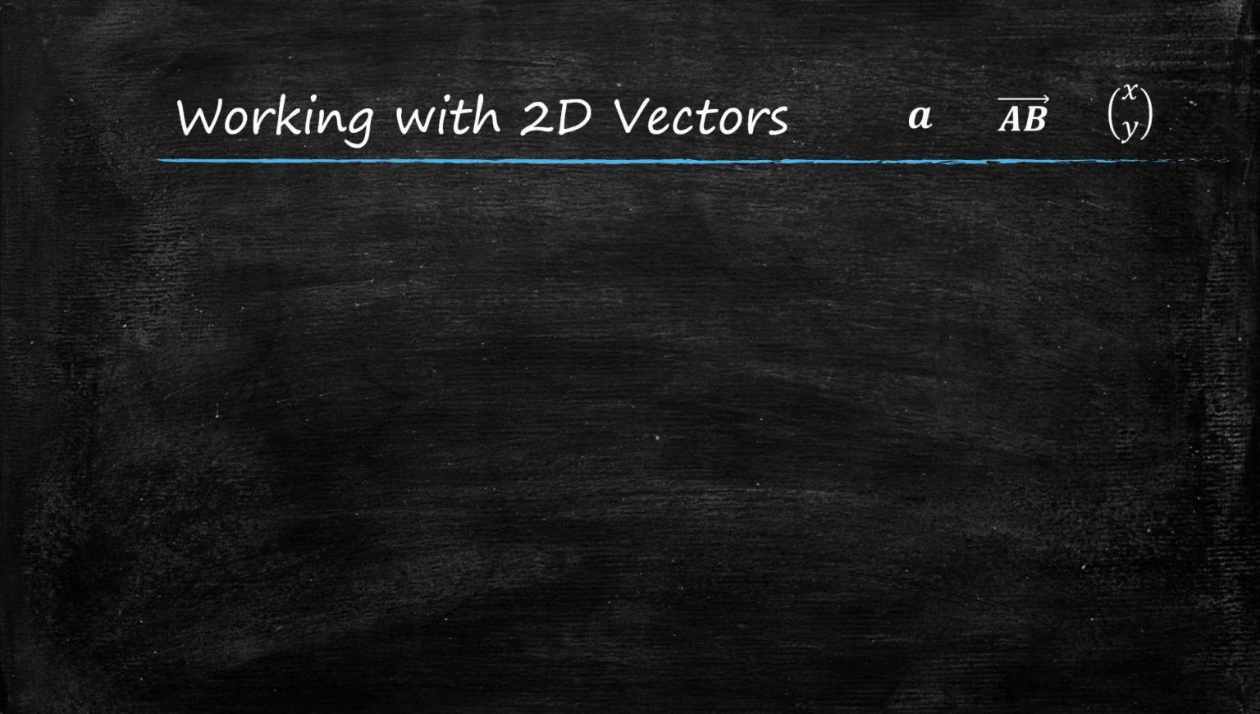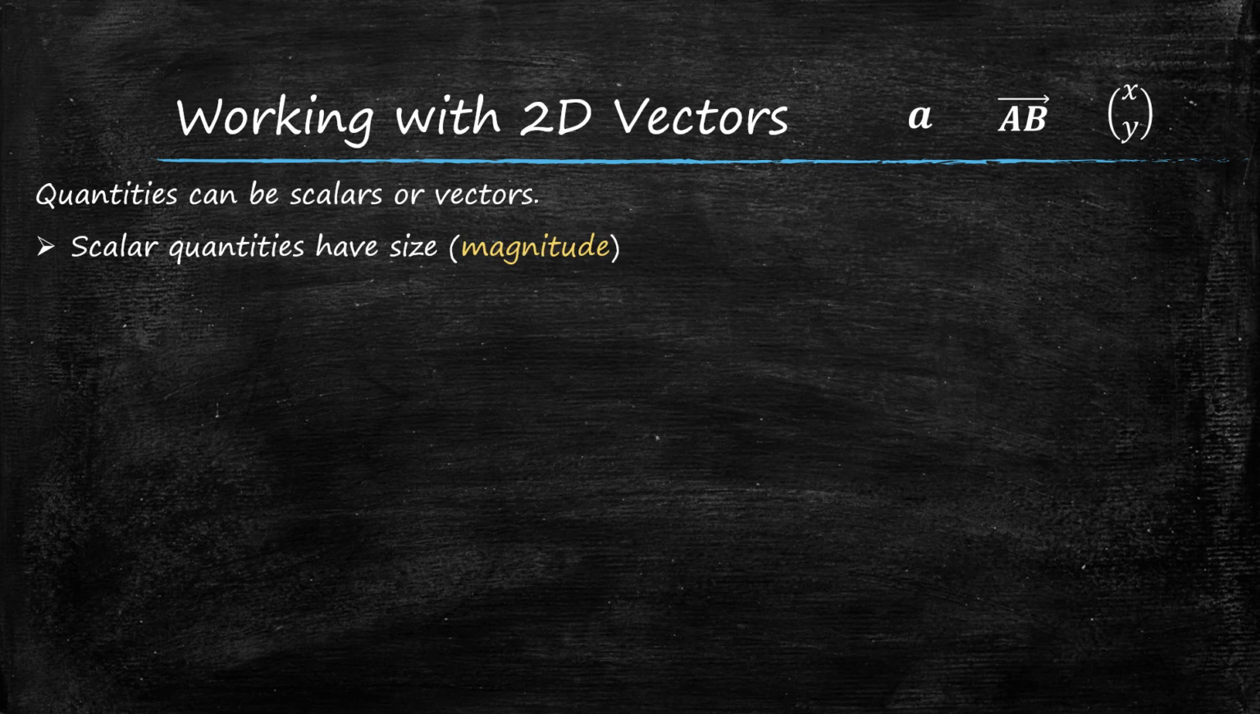Working with 2D vectors. Okay, let's introduce this topic with a quick recap of some of the information we covered in the introduction to this section, as it helps set the scene for 2D vectors. Quantities can be scalars or vectors. Scalar quantities have size, which is also known as magnitude, but scalar quantities do not have direction. Vector quantities have both size and direction.